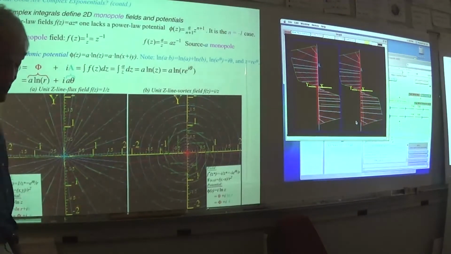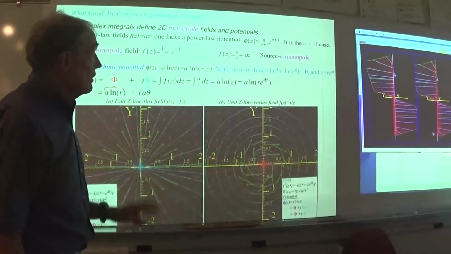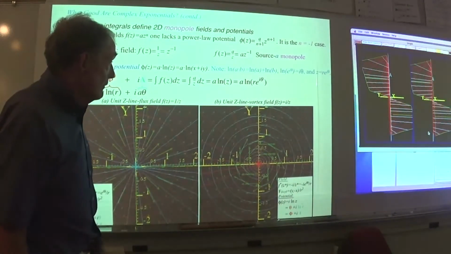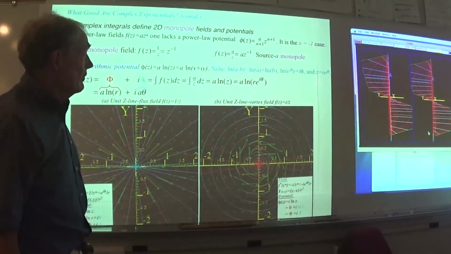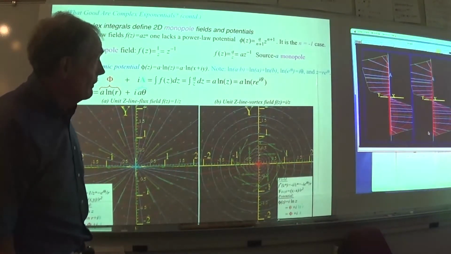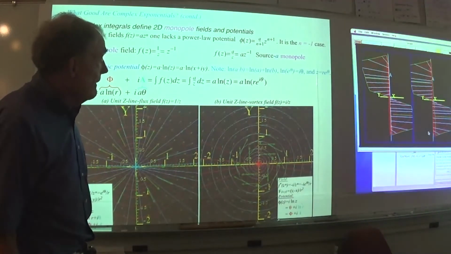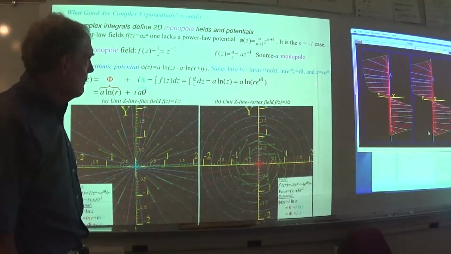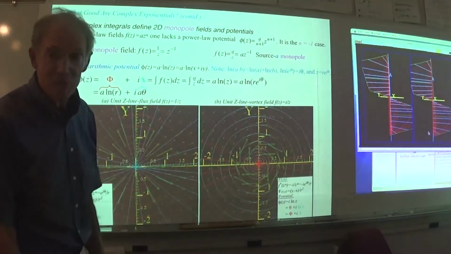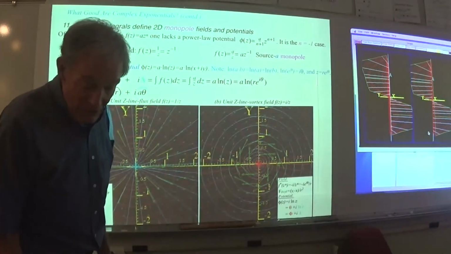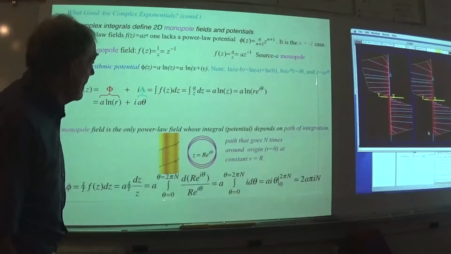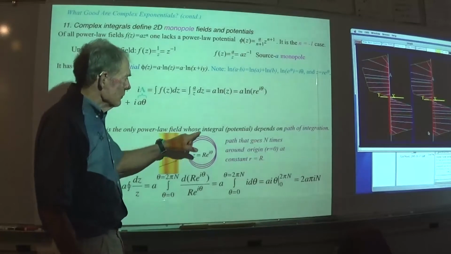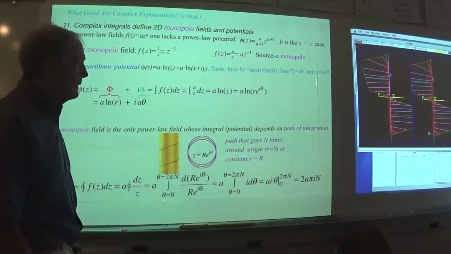So this is an important piece of the story of complex variables. It's very key to a number of things, mostly involving series representations and integral transforms and all sorts of things like that. Okay, any questions about this? This is, I hope, really beautiful. We're trying to make it more beautiful by doing it in a nice graphic setting. So here's the basic idea: monopole field, only power law field whose integral depends on path of integration.